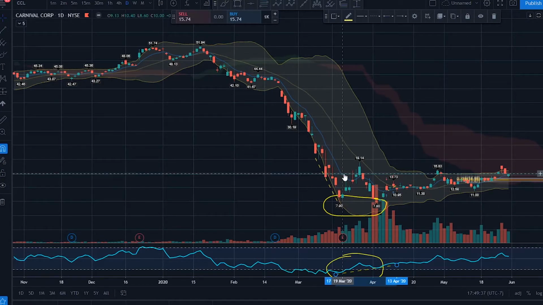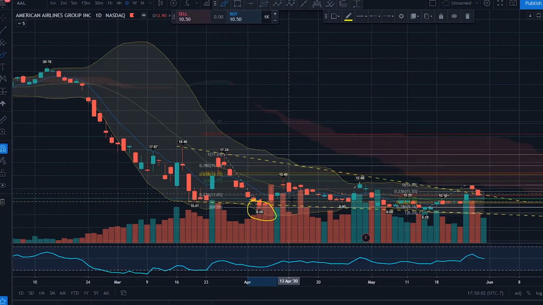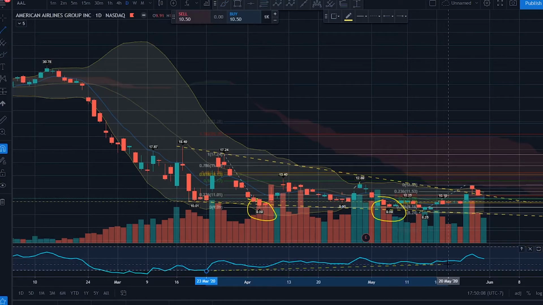And at this point, you see how the bounce came and Carnival Cruise pretty much doubled in price till it hit $16.83. So let's look at another example here at American Airlines. Recently, it hit a bottom of 909 and it hit another bottom at 909. And as you see here, the bullish divergence is happening as well.